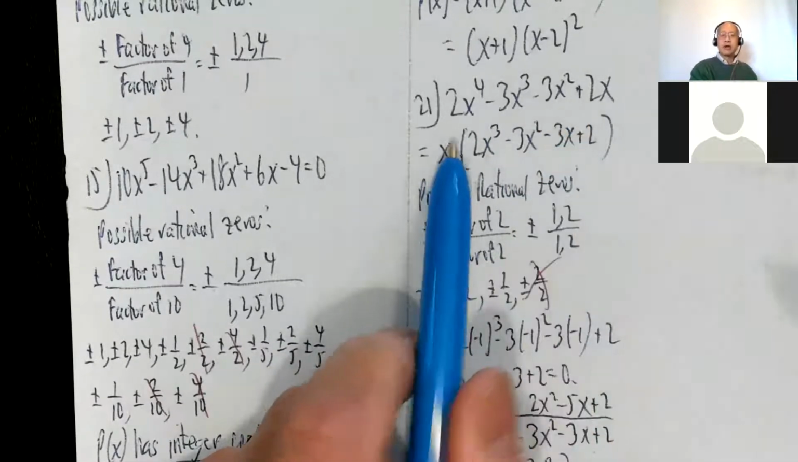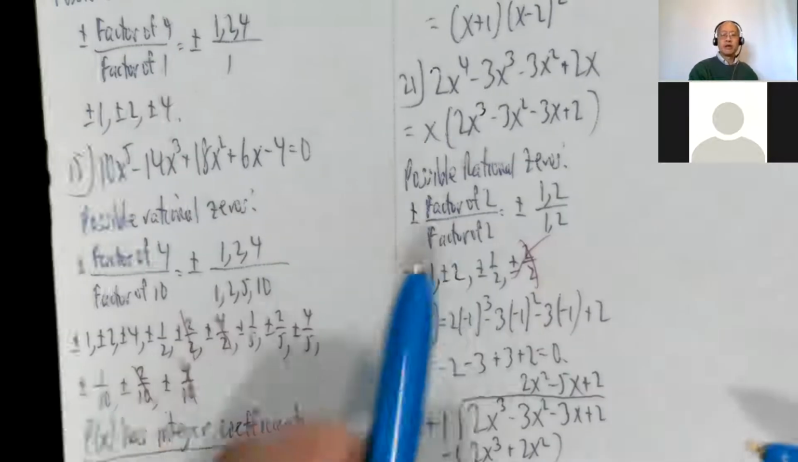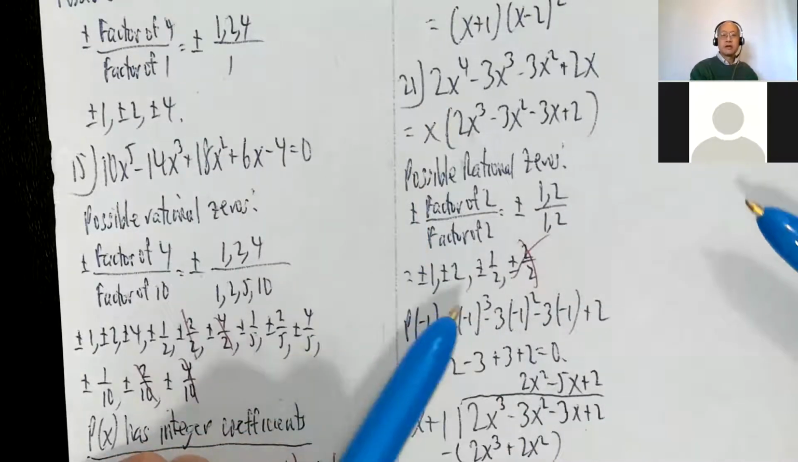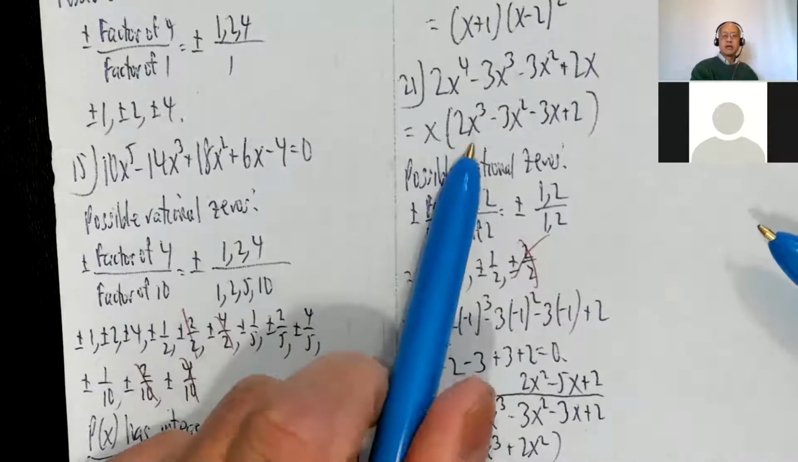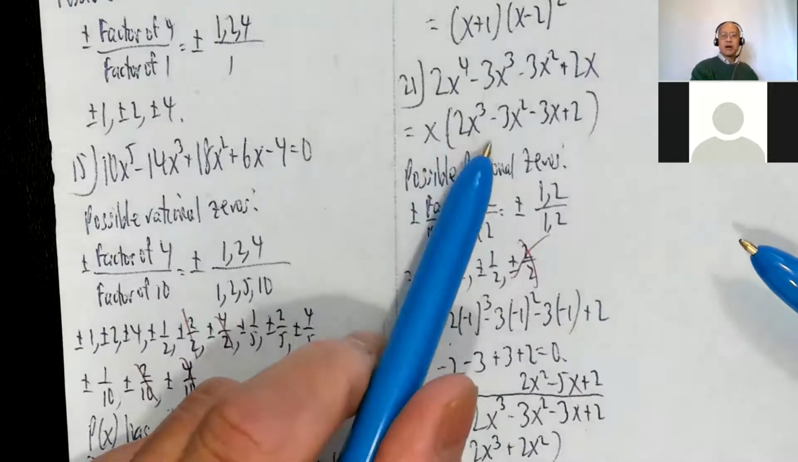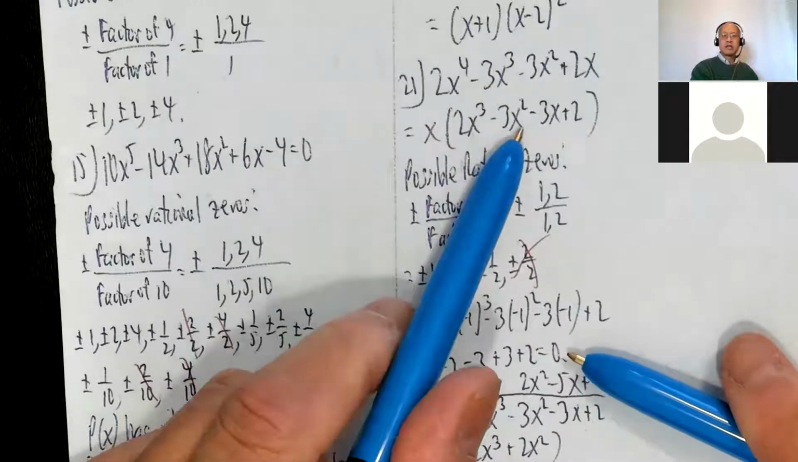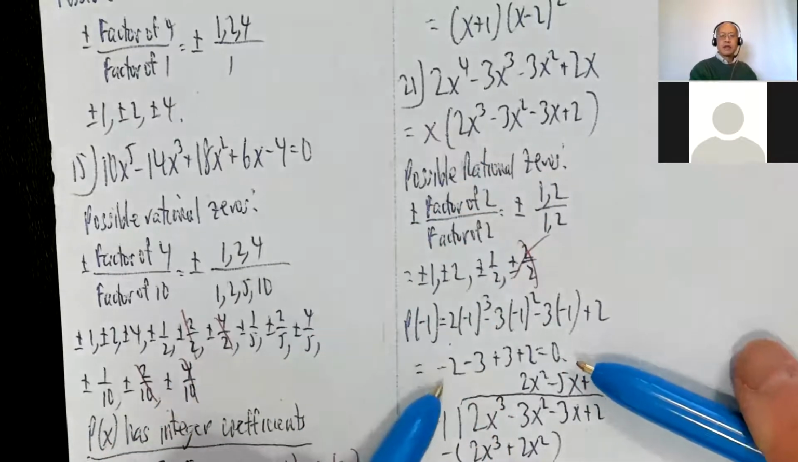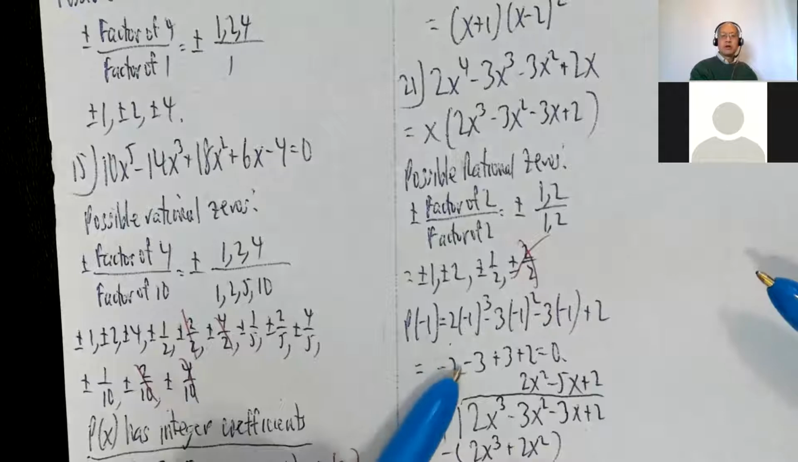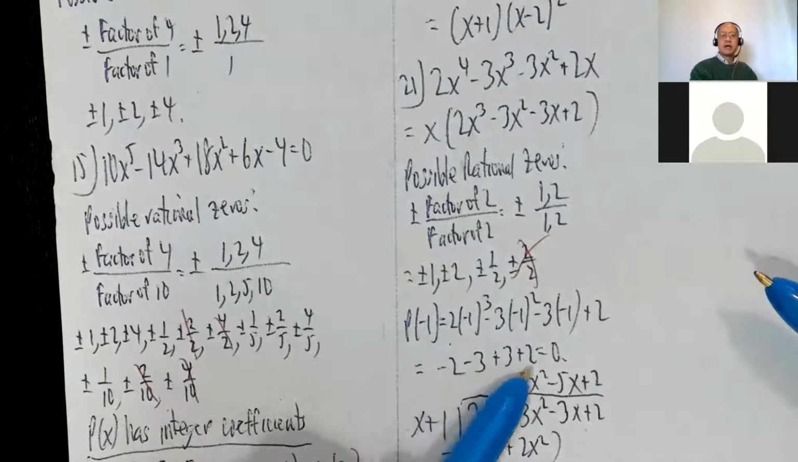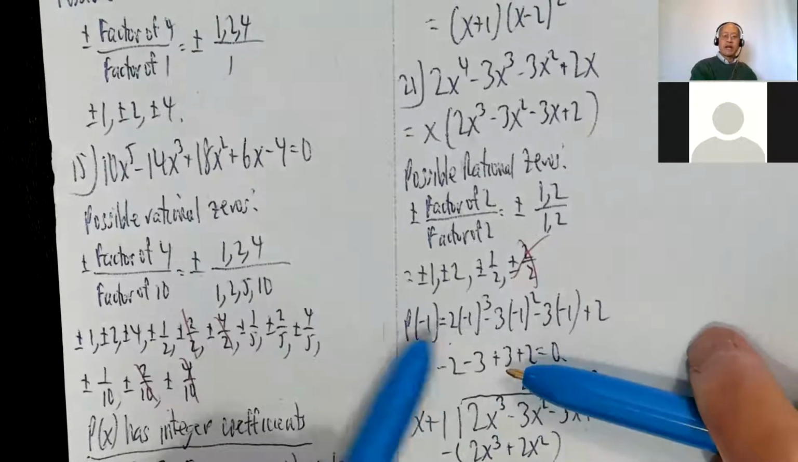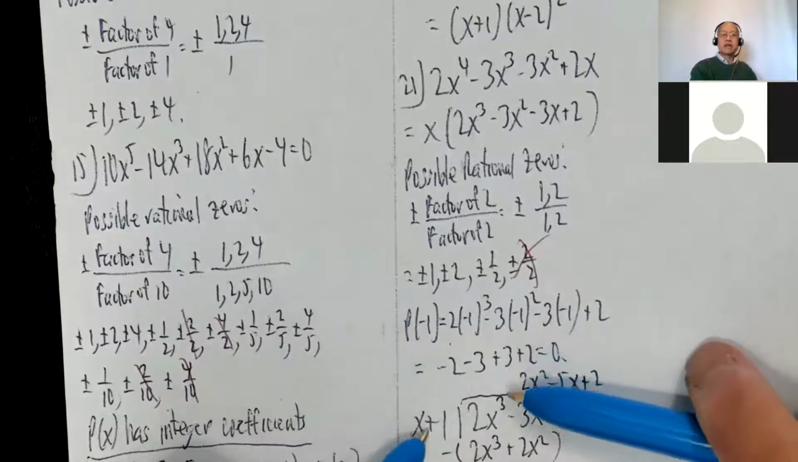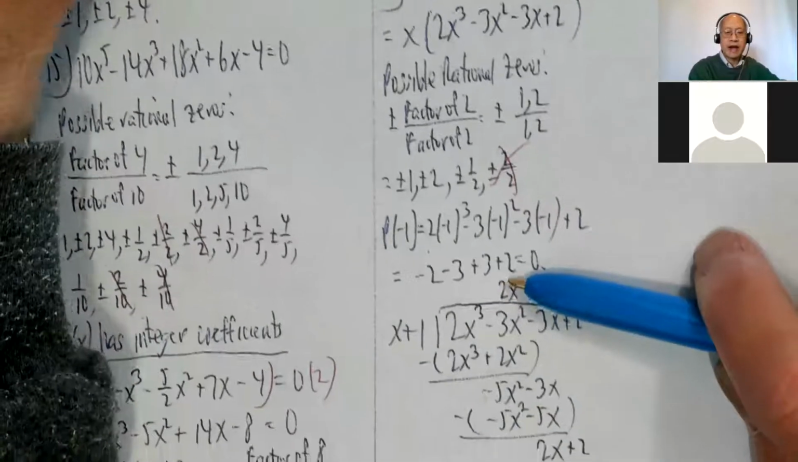But let's try negative 1. P of negative 1 is 2 times negative 1 cubed minus 3 times negative 1 squared minus 3 times negative 1 plus 2. That's negative 2 minus 3 plus 2, which is equal to 0. So just like the previous problem, when I plug in negative 1, I get 0. P of negative 1 is 0. Therefore, x plus 1 is going to be a factor.